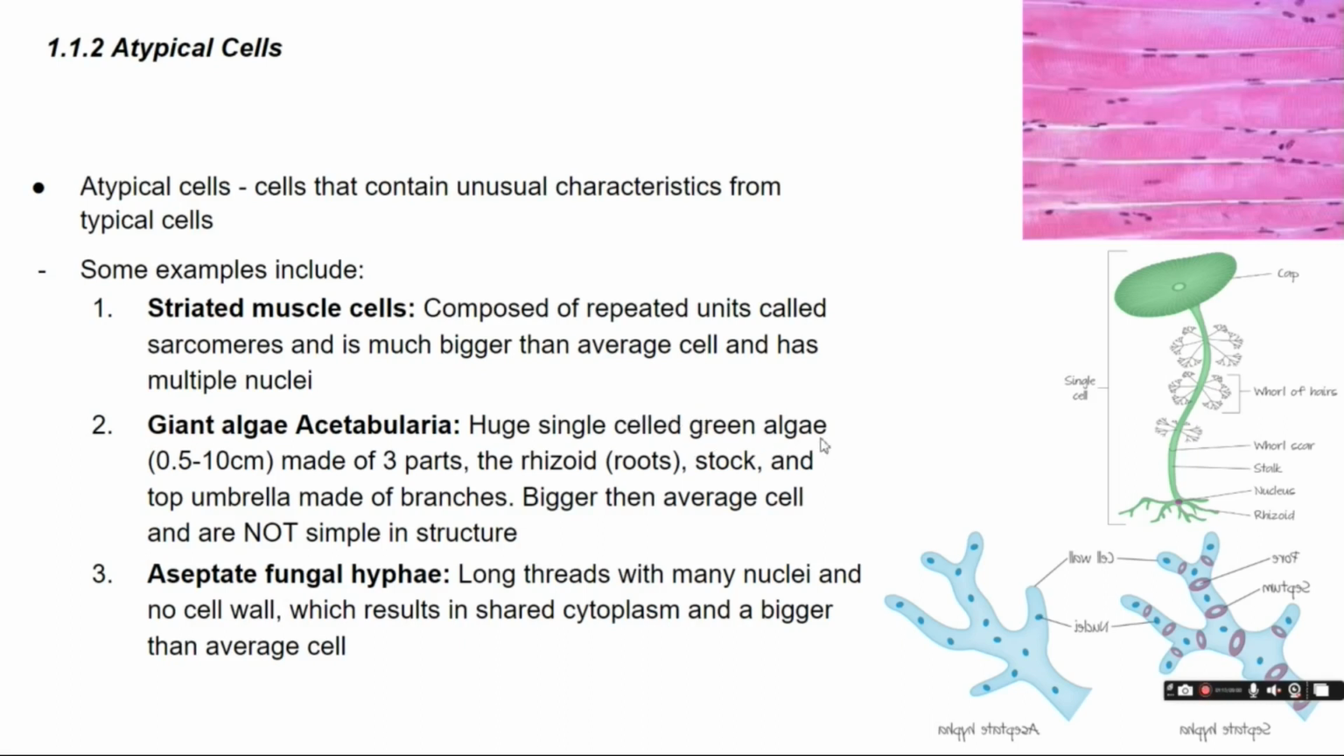The second one we see here is the giant algae, and this is composed of a huge single cell, and it's made of three parts: the roots, the stalk, and the top umbrella. And the reason it is atypical is because it is much larger than an average cell, and it is not simple in structure.